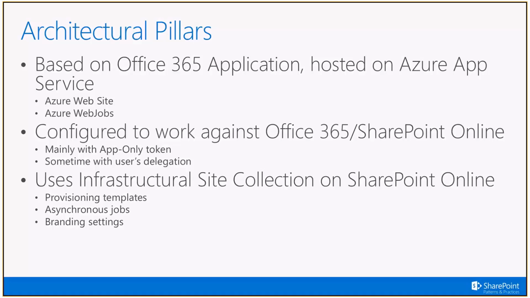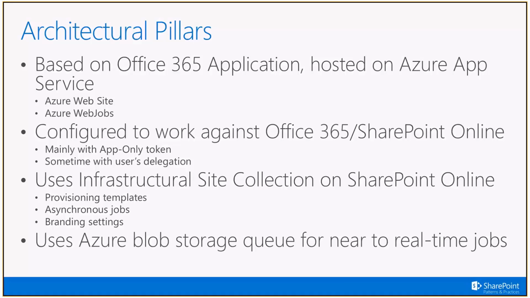Moreover, we use an infrastructural site collection in the SharePoint Online tenant, which is used to store the provisioning templates, to store the jobs as JSON files stored in a library, as well as to store the tenant-wide branding settings. Lastly, in the Azure App Service, we have a couple of Azure web jobs, which use an Azure Blob Storage queue in order to wake up the jobs and process the requests using an asynchronous model, which is well explained in the current slide.